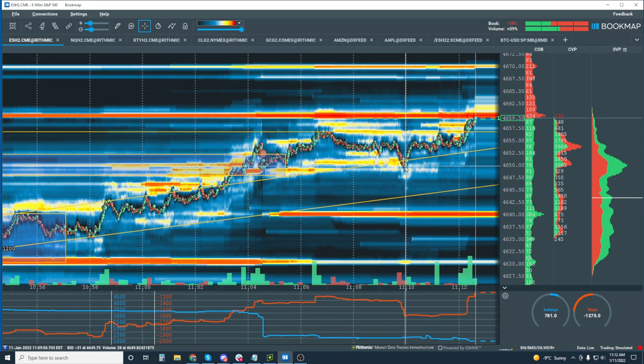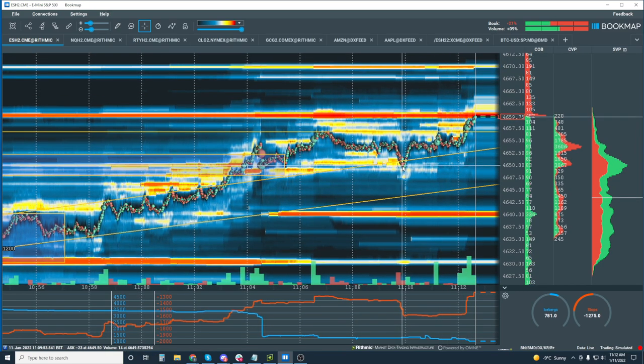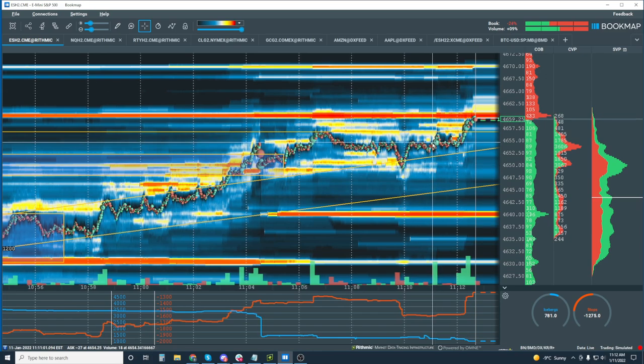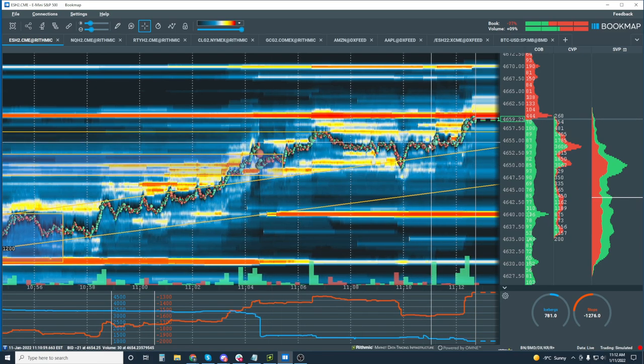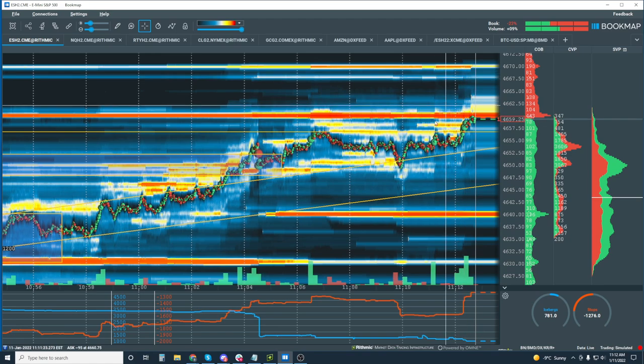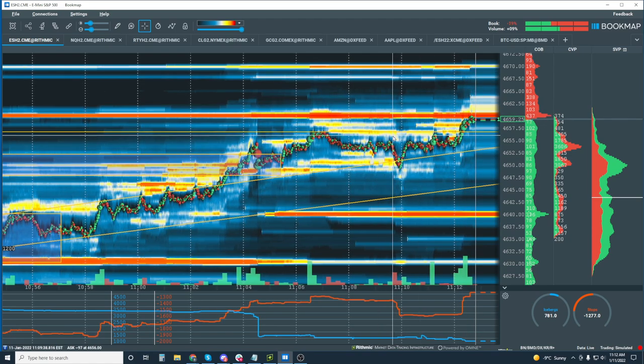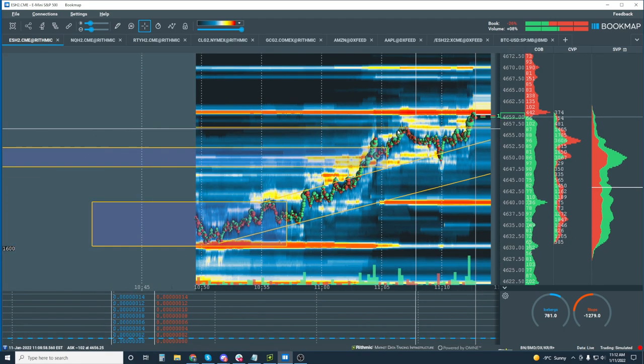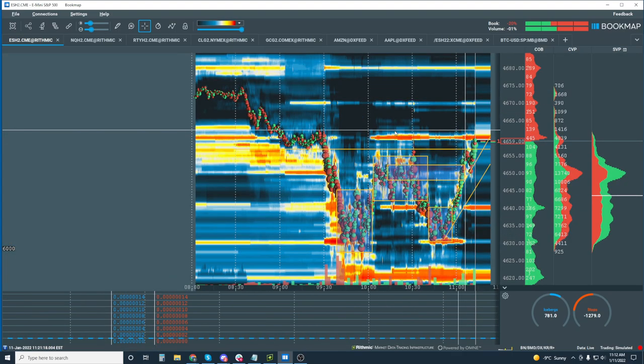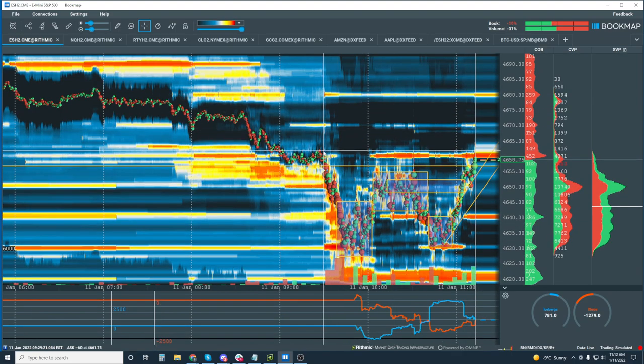We already had our responsive sellers that traded it back here already, right? And we're above this area here. So looking for more buyers to try to move it away, and that's exactly what they're doing. Okay, so we're just about at 60. All right, let's zoom out above 60 here. Boy, look for a ton of stops being triggered above the swing here.